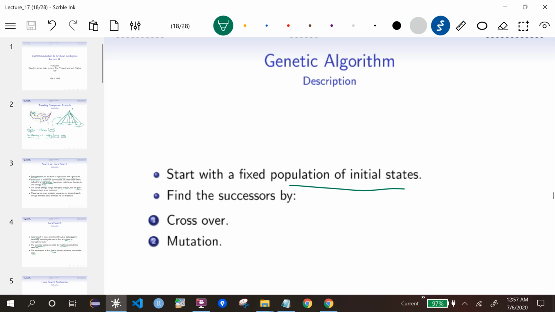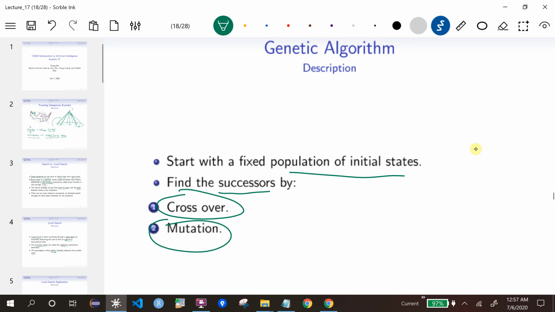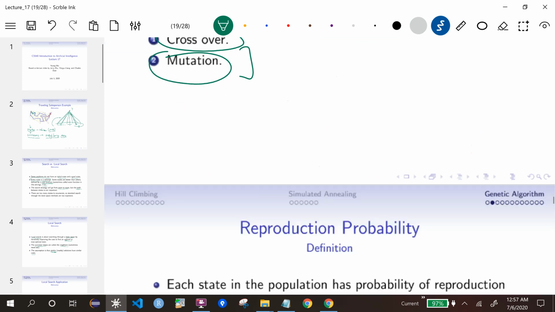So basically, we're generating some specific form of successors with random probabilities. And these are either crossovers between multiple states in the population or just mutation of one or a few states in the population. Let's talk about what these two things are.